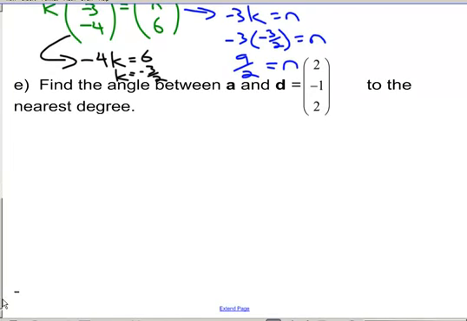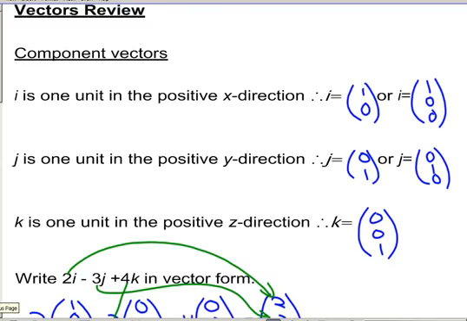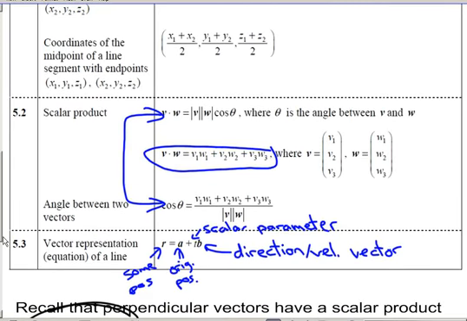Find the angle between A and D to the nearest degree. Okay, and A, recall, was (4, -3, -4). Here's what we need to use from our formula booklet: angle between 2 vectors. And they're nicely labeled here. If you're not quite sure, just go to the vector section of your formula booklet and look for the headings. Angle between 2 vectors, there it is.